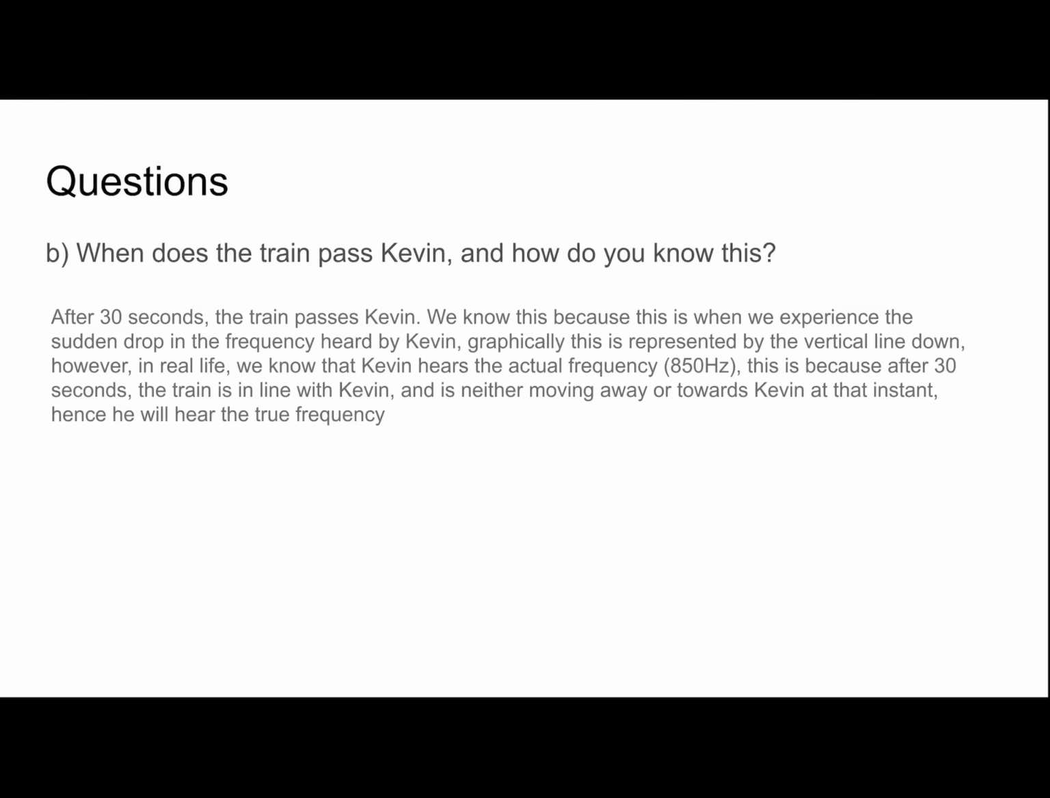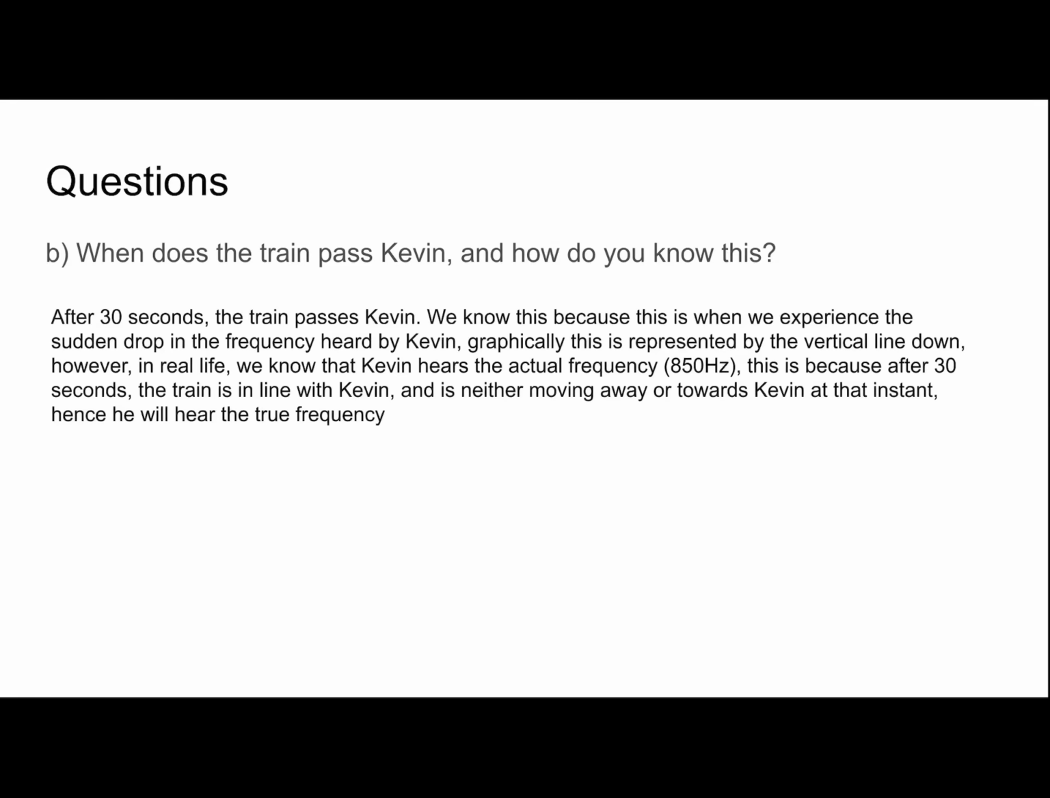We know that Kevin hears the actual frequency, 850 hertz, and this is because after 30 seconds, the train is in line with Kevin, and therefore at that exact moment, the train isn't moving away from Kevin, because there's no relative velocity. Even though the train is still moving at that second, there is no relative velocity at that time.